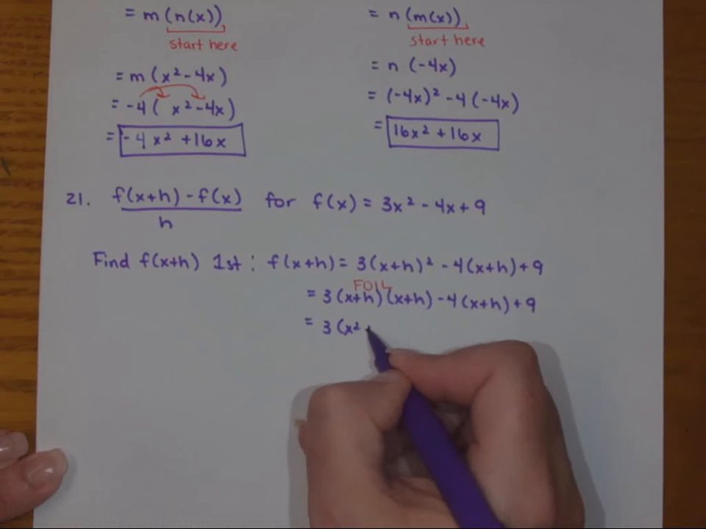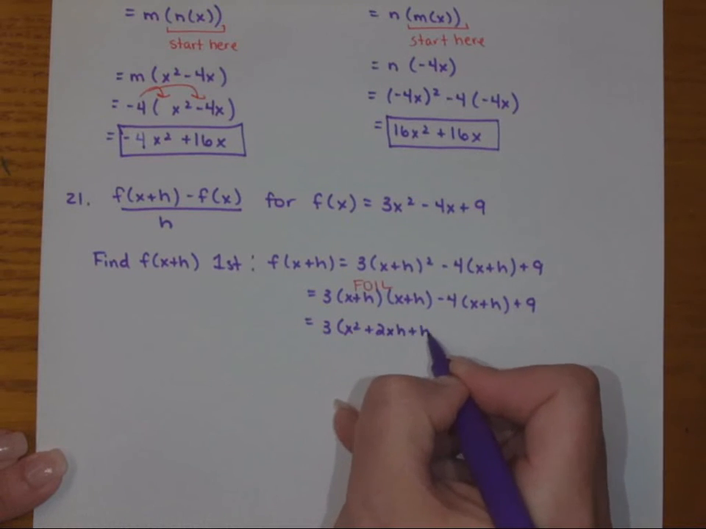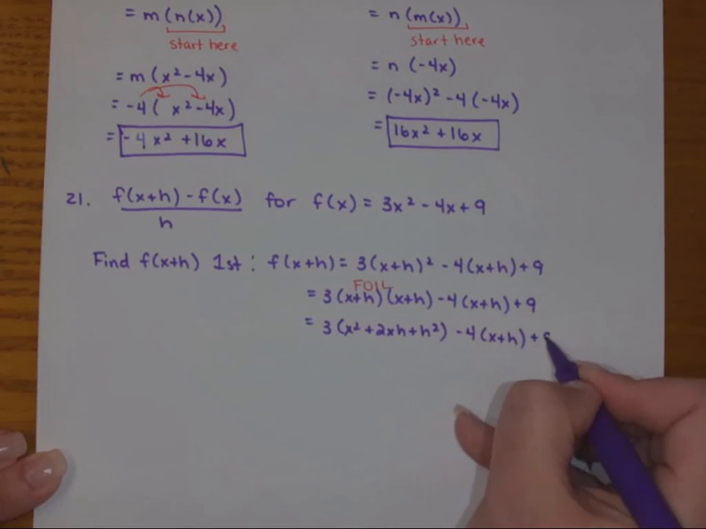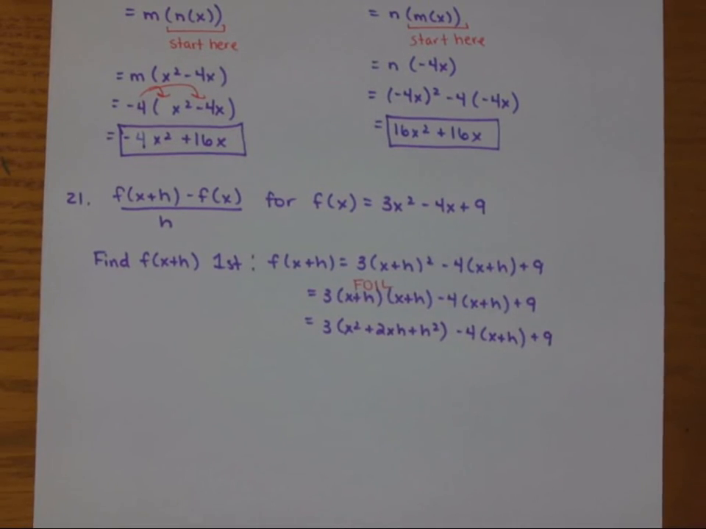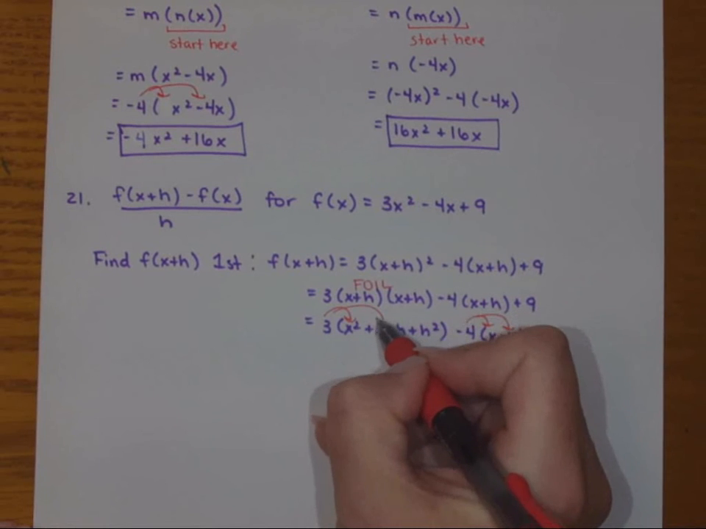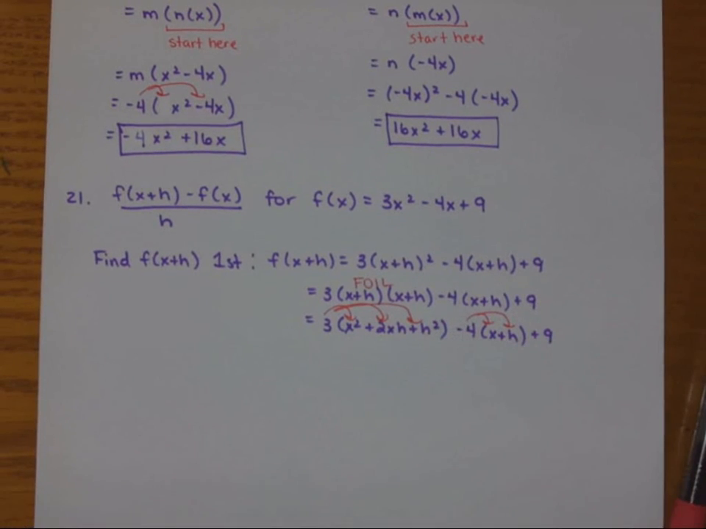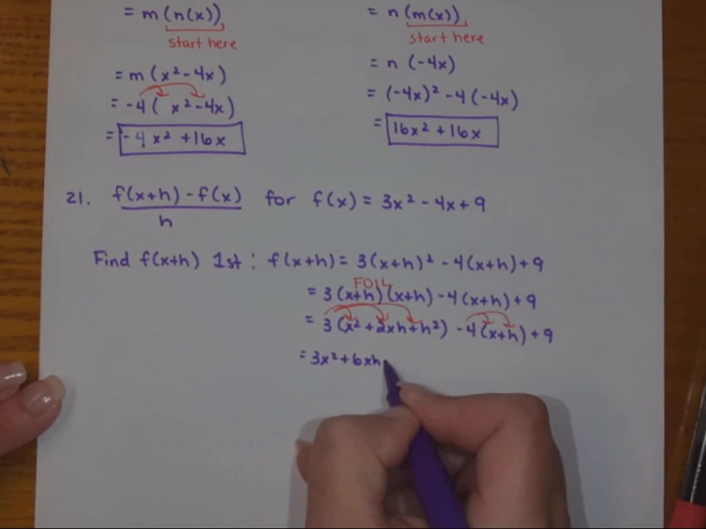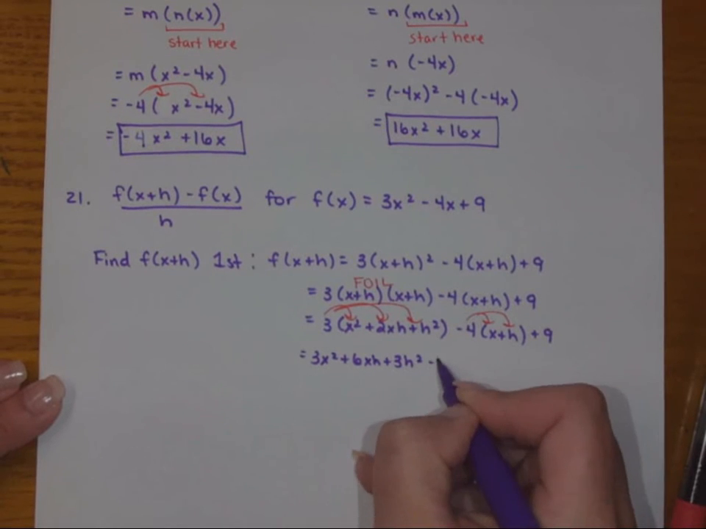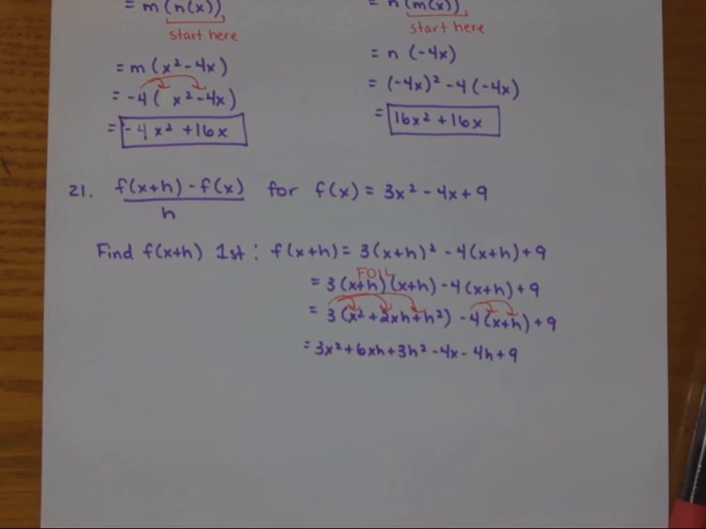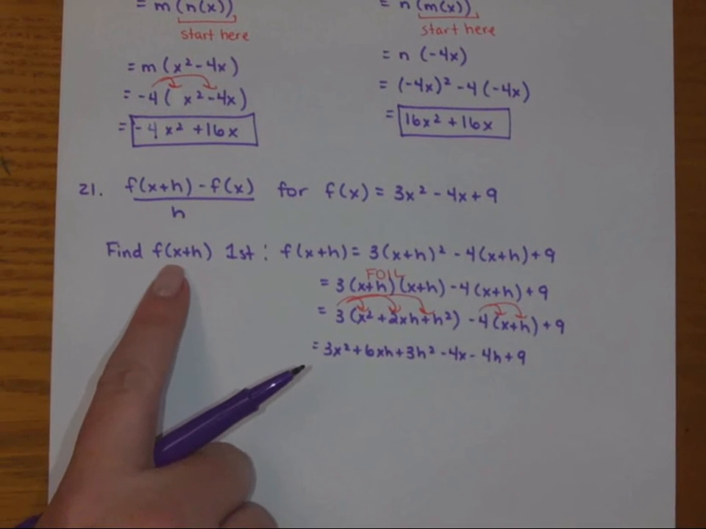If you FOIL, you get x squared plus 2xh plus h squared. Okay, notice I didn't do anything else in that step other than FOIL. Make sure you can break down the FOIL, but I kind of combined the O and the I steps together. And then this negative 4 goes to both of these, but then the 3 goes to all 3 of these. So you get 3x squared plus 6xh plus 3h squared minus 4x minus 4h plus 9. Okay, so that's not my final answer, that's just this piece.